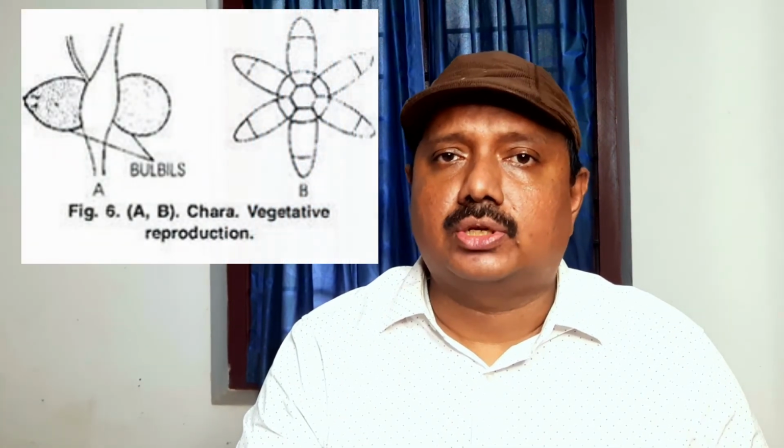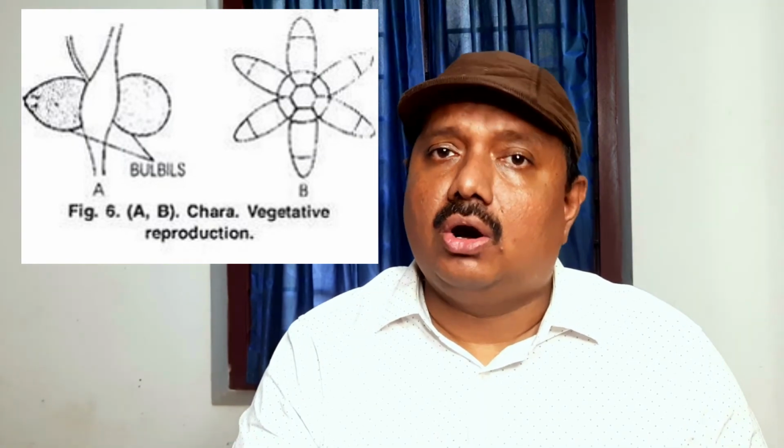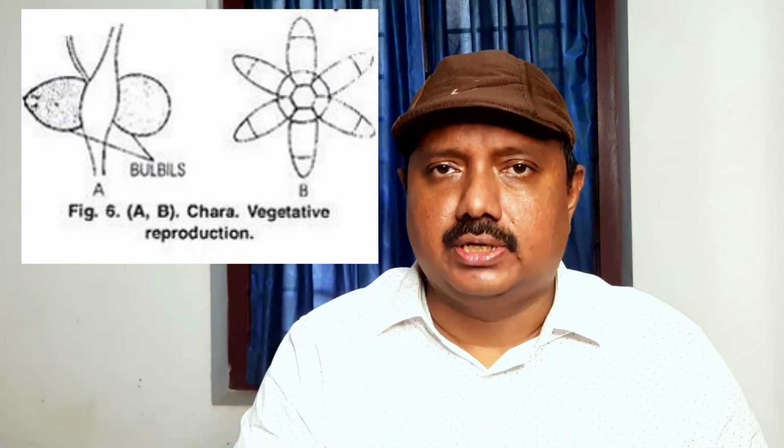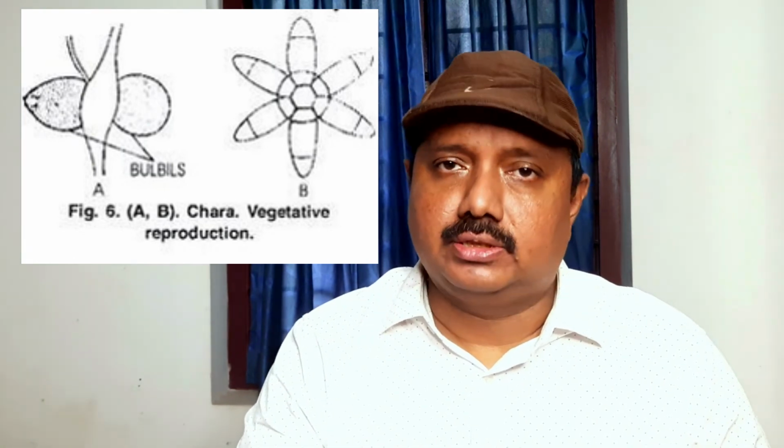Chara reproduces by vegetative methods and sexual methods. Vegetative reproduction is by the formation of bulbils, amylum stars, amorphous bulbils, and secondary protonema. Bulbils arise from the rhizoids or from the lower nodes of the main axis. They are oval or spherical tuber-like structures, and upon detachment they develop into a new plant.